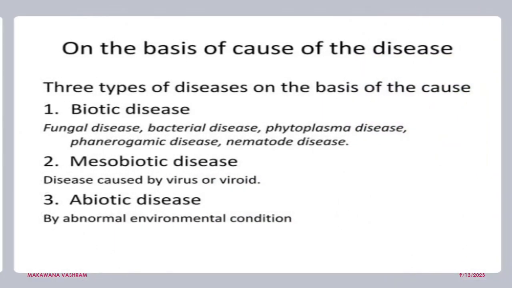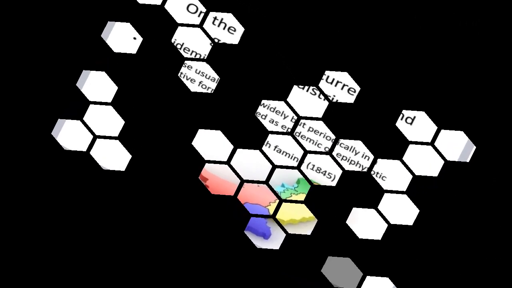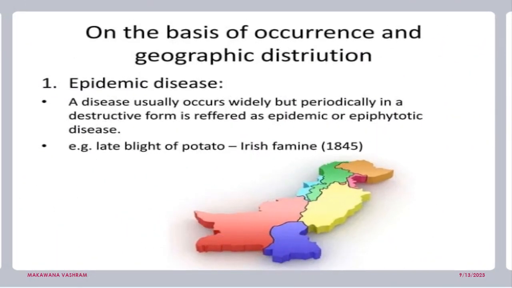On the basis of cause of the disease, there are three types: biotic disease, mesobiotic disease, and abiotic disease. Classification on the basis of occurrence and geographic distribution. Epidemic disease: a disease that usually occurs widely but periodically in a destructive form is referred to as epidemic or epiphytotic disease. Example: late blight of potato, Irish famine in 1845.